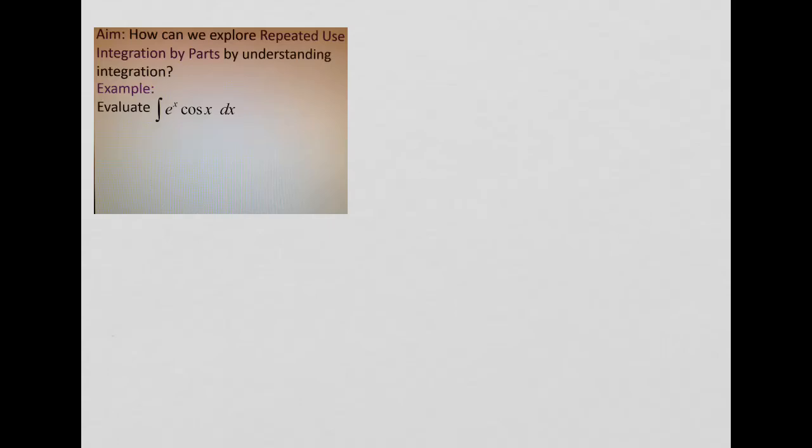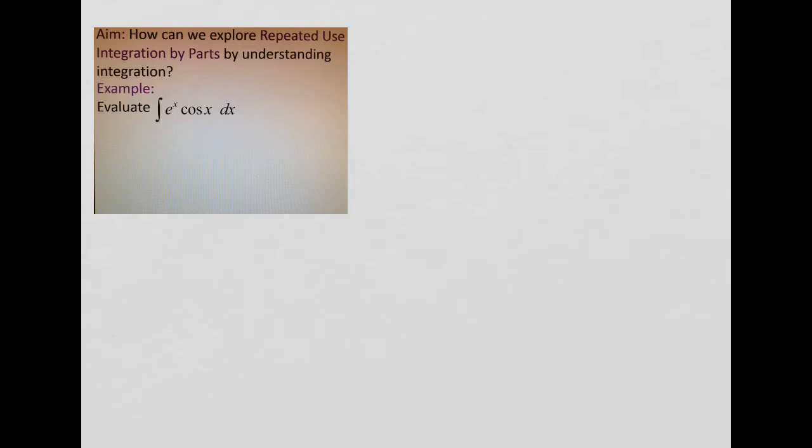Okay, so today we're going to go over the repeated use of integration by parts. And here we have an example. It says to evaluate the integral of e to the x times the cosine of x with respect to x. So you may be thinking it's like some of the other problems we did in our last lesson where we're using integration by parts more than once. That's a little bit of what we're doing here, but it's slightly different, okay?